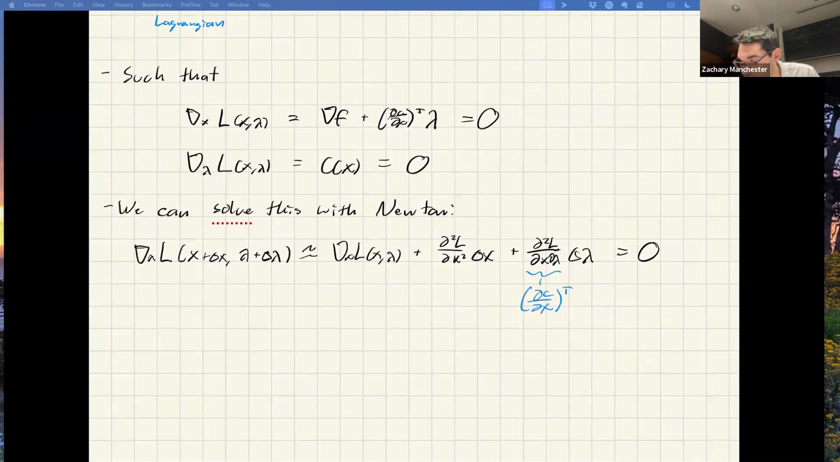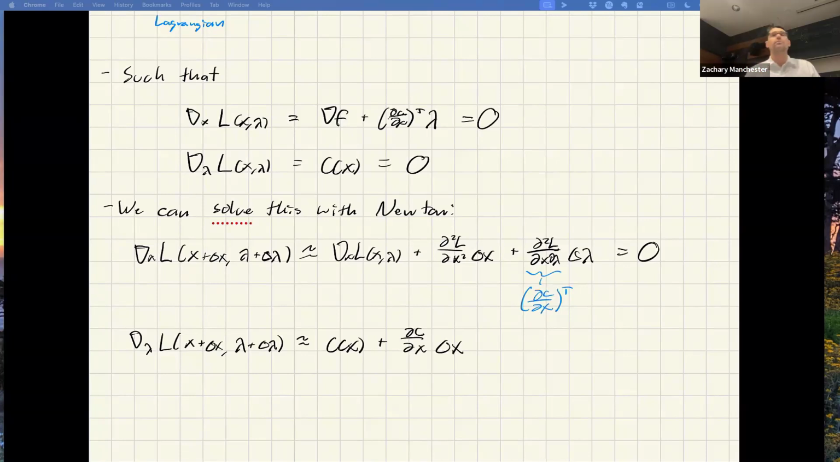And then the second row is going to be grad with respect to lambda of L, and we're going to do the same thing, x plus delta x, lambda plus delta lambda, and Taylor expand this thing. So we're going to get c of x plus partial c partial x times delta x. What about the lambda stuff? Any lambda stuff?